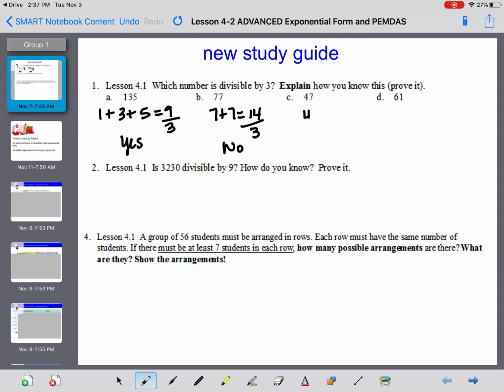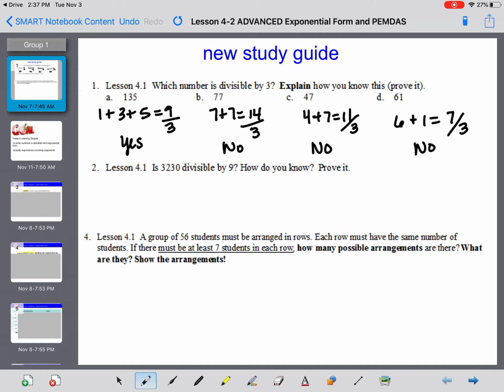Letter C, 4 plus 7 is 11. 11 is not divisible by 3, so no. Letter D, 6 plus 1 is 7. Got ahead of myself. 7 is not divisible by 3, so 61 is also not divisible by 3.